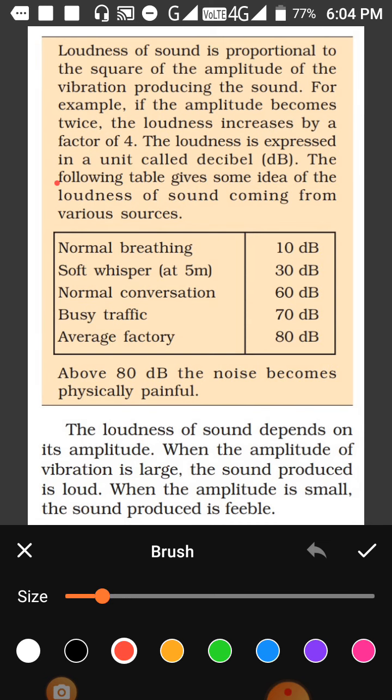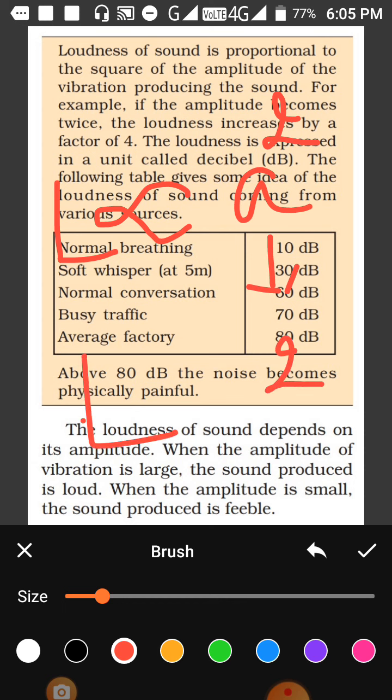If we say loudness is L, it is proportional to, this is the sign of proportionality, it is proportional to the square of the amplitude. If the amplitude is 2, then the loudness will become 2 square, which means it will become 4. That is explained here, because loudness is square of the amplitude. Whatever is the amplitude, loudness is square of it.